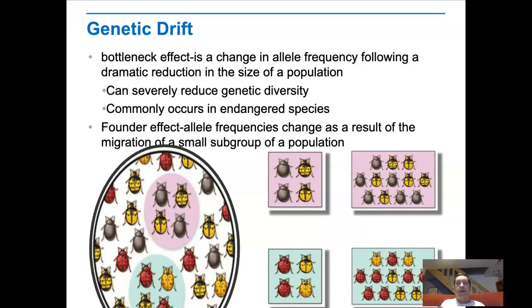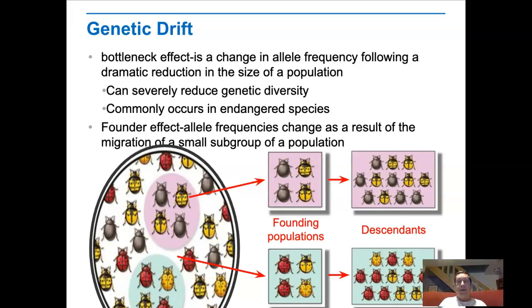And the founder's effect, allele frequencies change as a result of migration of a small group from the population. So you've got a small group leaving the main population that doesn't represent the original population completely, so that over time their descendants have a different allele frequency than the population that they came from.